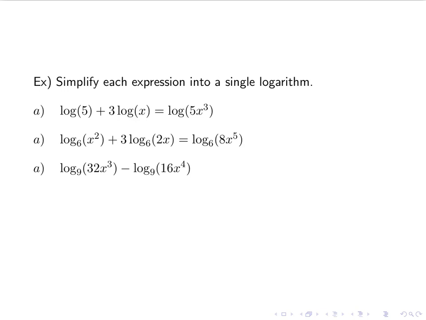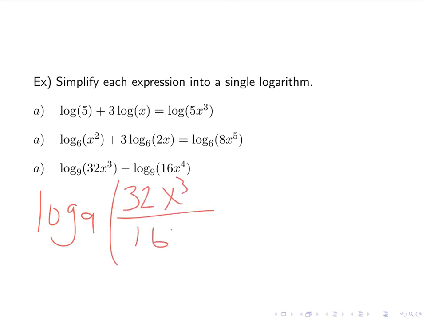Log base 9 of 32x cubed minus log base 9 of 16x to the 4th. So I've got no coefficients out front to deal with. I just have subtraction, which becomes division. So I've got log base 9 of 32x cubed over 16x to the 4th.